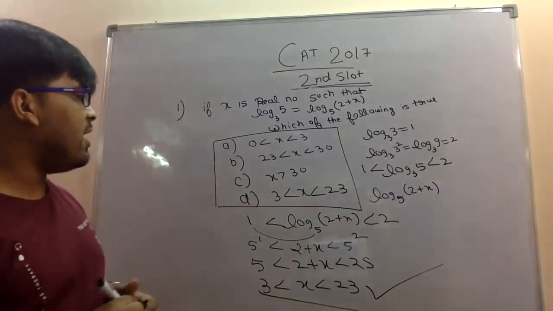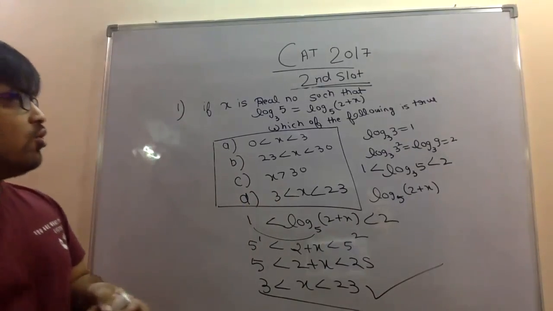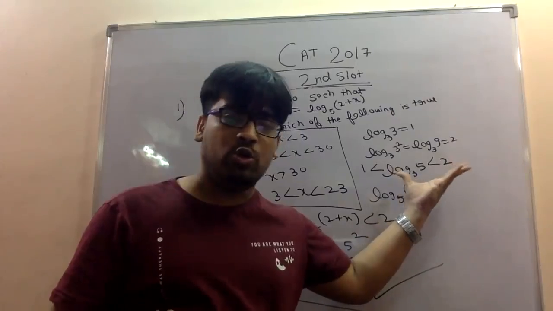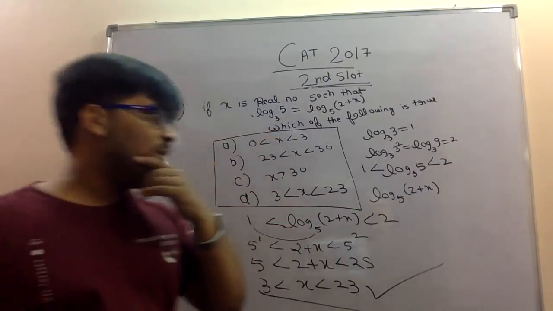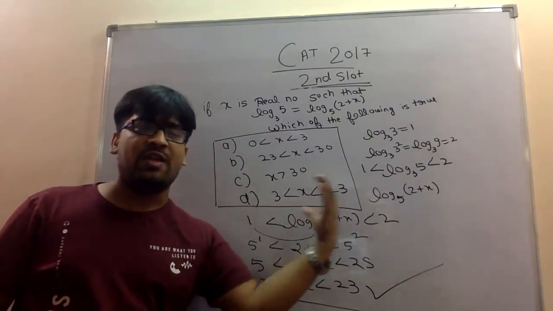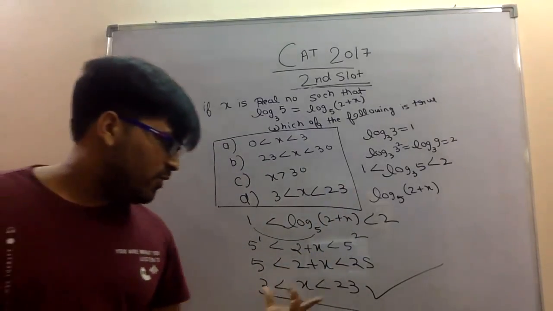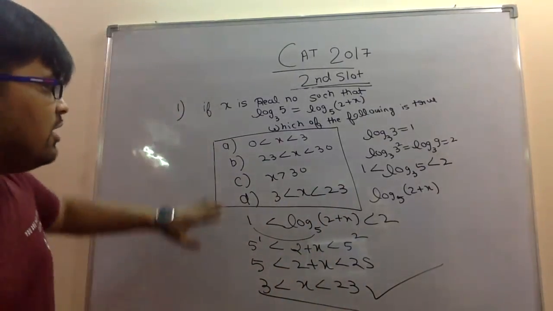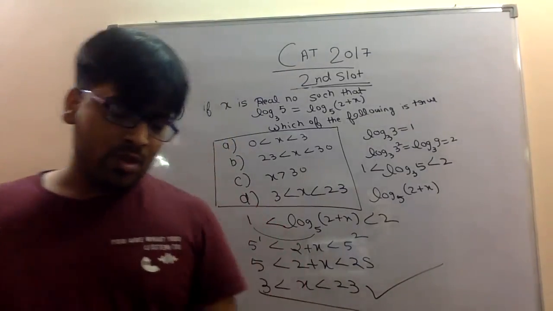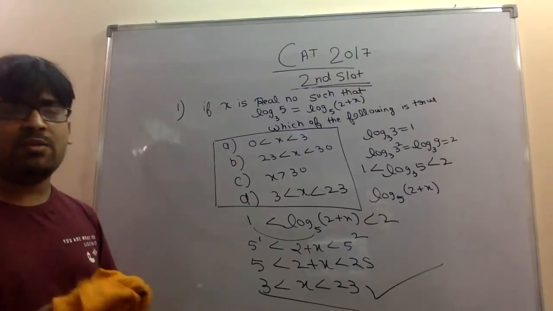So answer कितना आएगा? Answer will be D part. क्योंकि log 3 5 वैरी कहां से कहां तक कर रहा है? Is varying from 1 to 2. अगर log 3 5 1 से 2 के बीच में वैरी कर रहा है, दैट मींस log base 5 of 2 plus x will also vary from 1 to 2. So x will vary from 3 to 23. You can also take help from options. अच्छा, this method is clear to everyone? This method is clear to everyone?